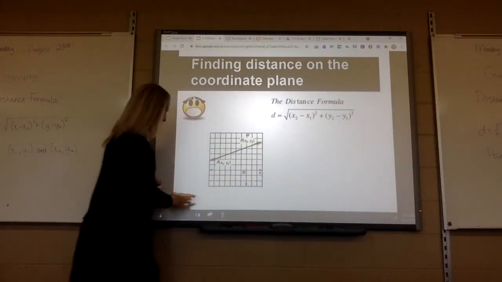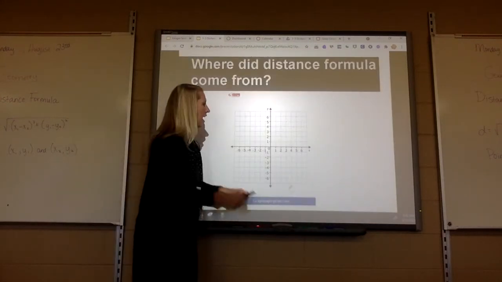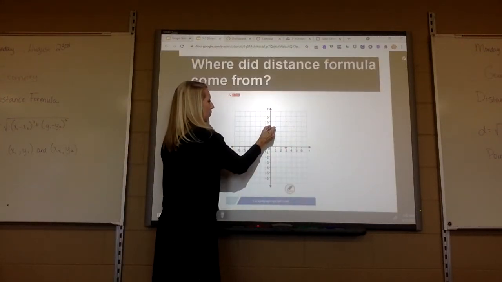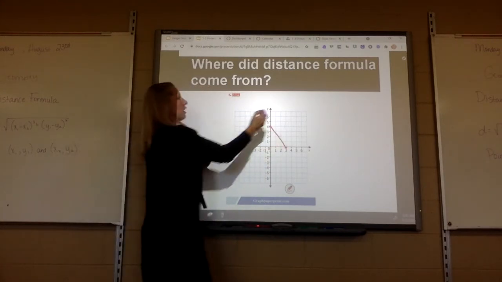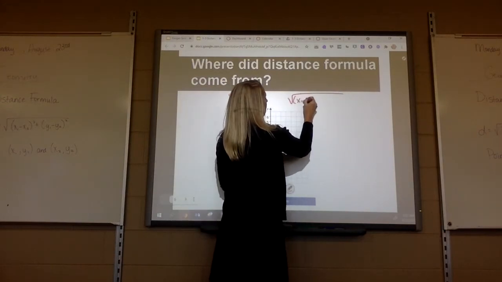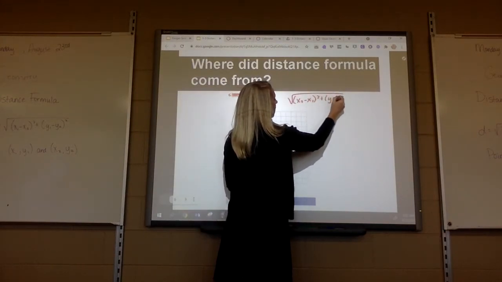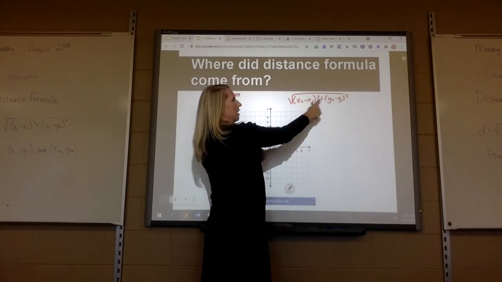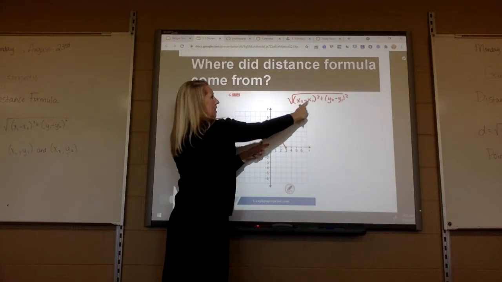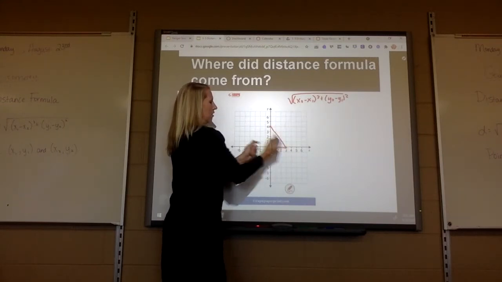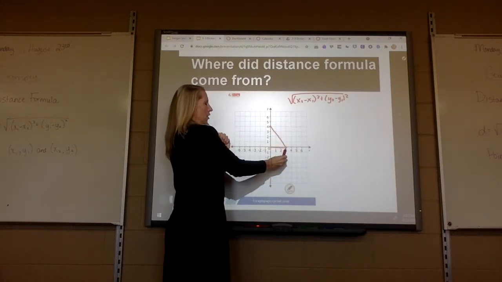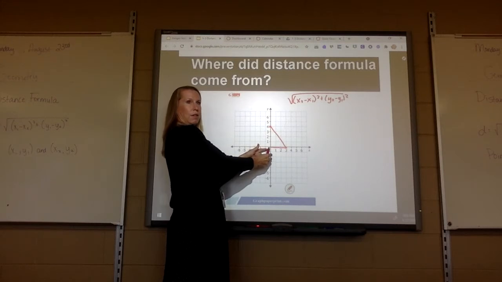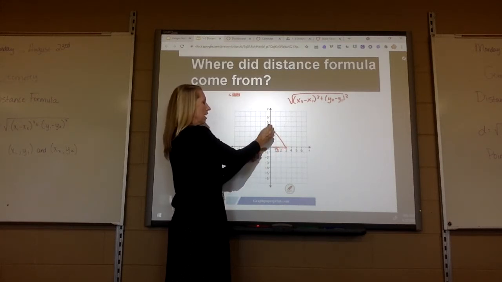So if I had a point here and a point here, and I wanted to find this distance right here, okay? The distance formula says the square root of (x2 minus x1) squared plus (y2 minus y1) squared. That's really a squared plus b squared, because this distance is this length right here. So on the x-axis, x2 minus x1, 3 minus 0, what's that length? 3. This right here, 4 minus 0, 4.